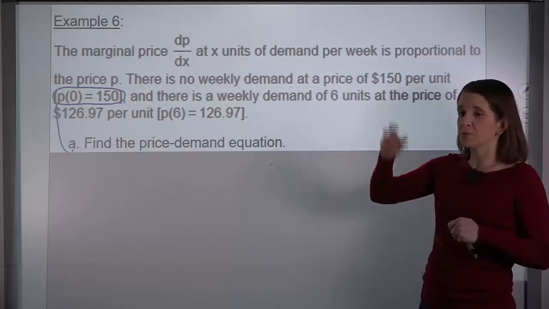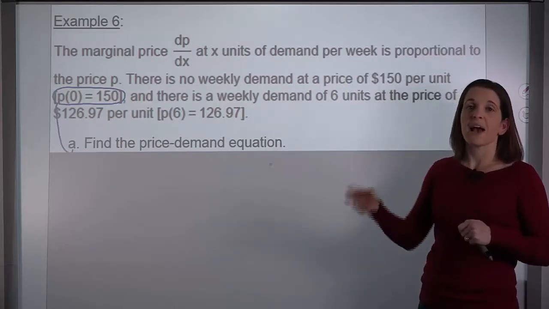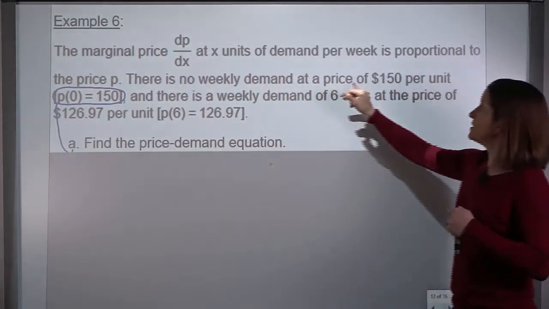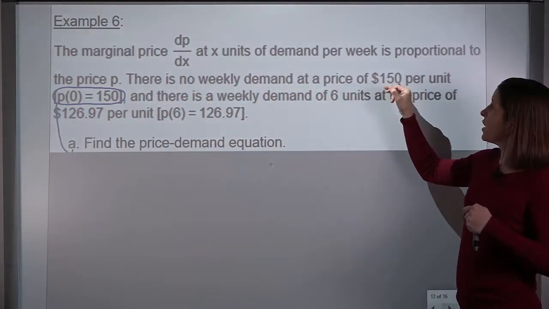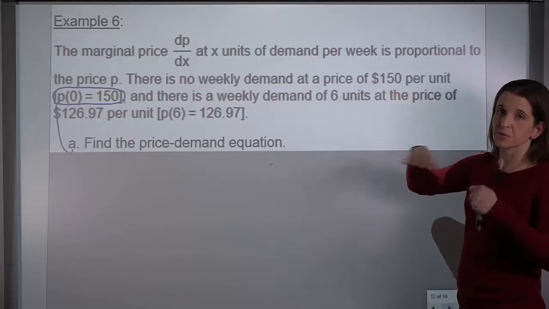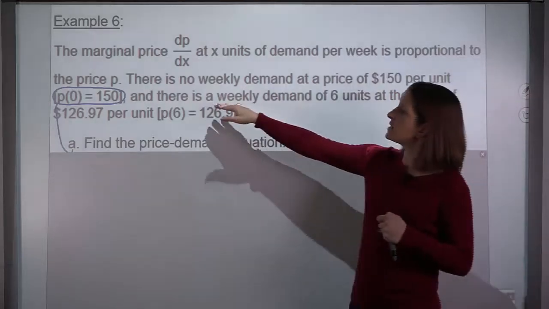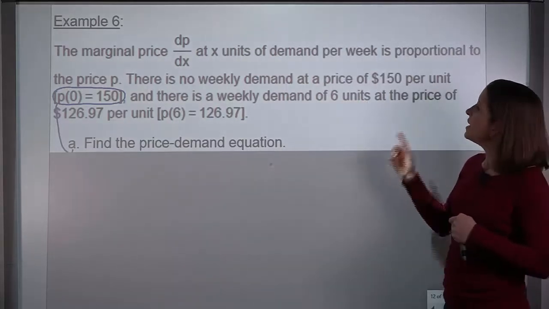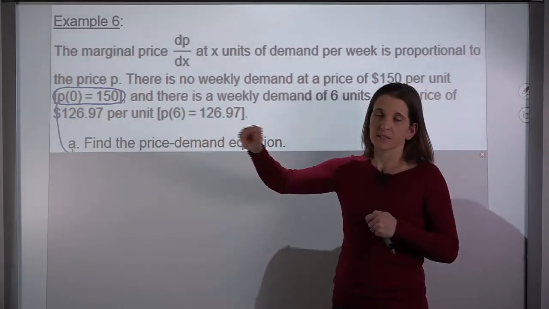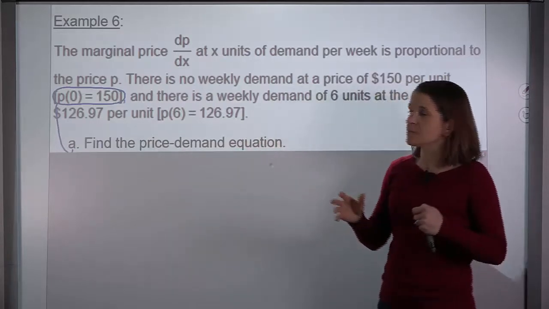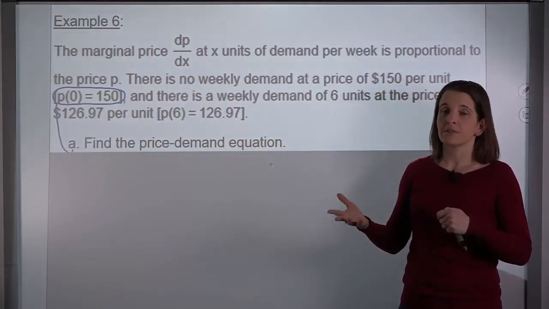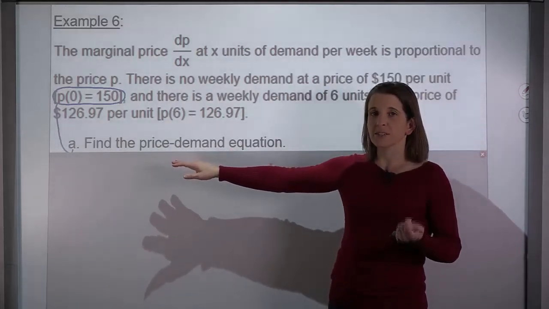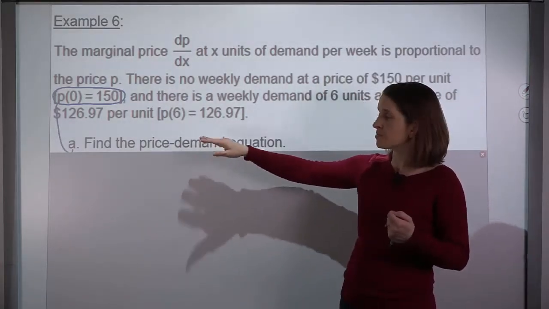We have observed these facts from running our business, and then we can use them to build the function: that there is no demand if we have a price of $150 per unit. Nobody's willing to pay that. But there's a weekly demand of 6 units of our product if we lower the price to 126.97. So that gives us some data points that we can then build a model on, and that's what we're going to do. So the first question is the same as our last problem, where please write the function.